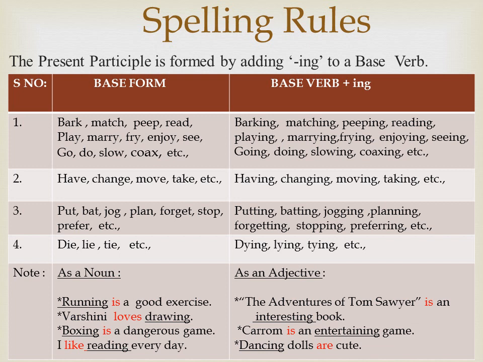The common mistake made by students is they identify the ing forms as verbs. Varshini loves drawing. Here, drawing is a noun used as an object. Loves is the verb. Carom is an entertaining game. Entertaining is an adjective and is the verb. All the verbs are highlighted in red.